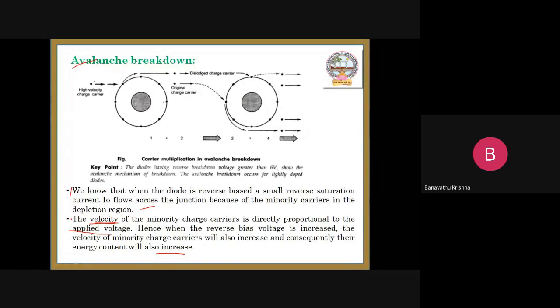Initially these electrons don't have enough energy to break the covalent bond by hitting this particular atom. By increasing reverse bias voltage, these minority charge particles gain some kinetic energy, so their velocity increases. They hit the valence band charge particle and release more carriers like this. The minority charge carriers increase in number, so the reverse current suddenly increases. This is shown here.